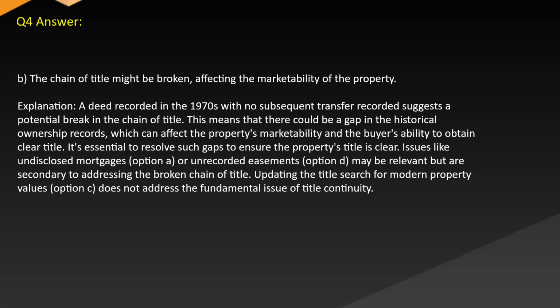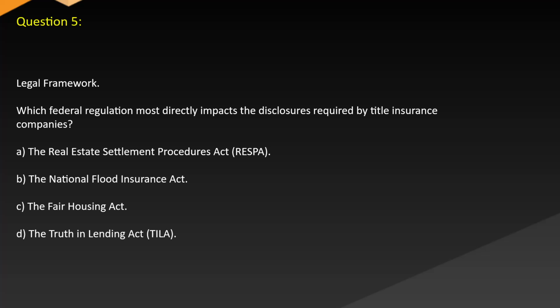Issues like undisclosed mortgages, option A, or unrecorded easements, option D, may be relevant but are secondary to addressing the broken chain of title. Updating the title search for modern property values, option C, does not address the fundamental issue of title continuity. Question 5. Legal framework. Which federal regulation most directly impacts the disclosures required by title insurance companies? A. The Real Estate Settlement Procedures Act, RESPA.